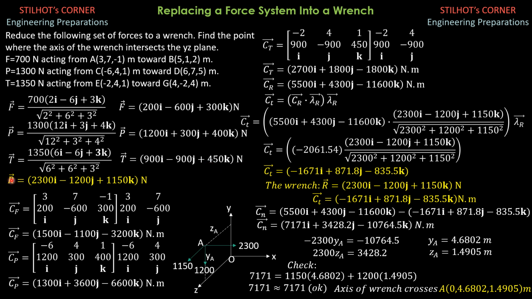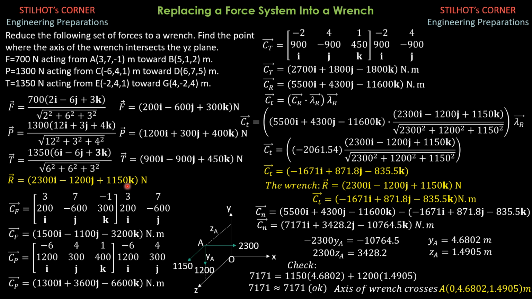Therefore, the resultant force is equal to 200 plus 1200 plus 900 is 2300i. Negative 600 plus 300 minus 900 is negative 1200j. 300 plus 400, 700 plus 450, 1550k newtons. So that's the resultant force.